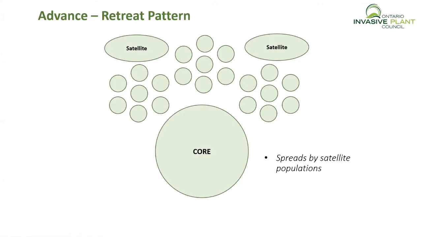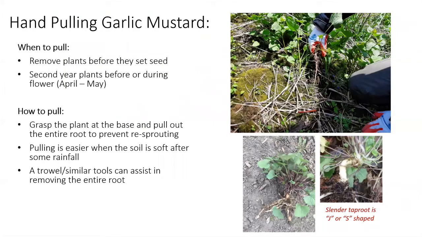It also tends to grow in an advance and retreat pattern because it has a 2-year life cycle. You can have many rosettes and few flowering plants in 1 year, and few rosettes and many flowering plants in another year, which can make it look like the population is constantly expanding and contracting, which can be a little confusing when you're conducting control.